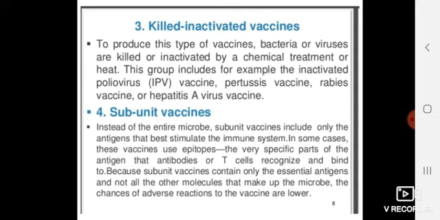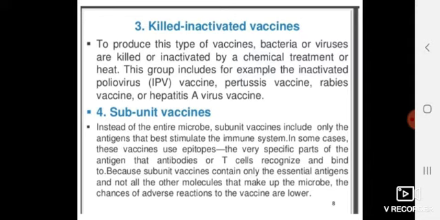Then another one, the killed or inactivated vaccine. This is a dead vaccine, inactivated by chemical treatment or heat. Simple, no? The bacteria or virus is killed or inactivated. How is it killed or inactivated? By chemical treatment or heat. Examples: hepatitis A, rabies vaccine, pertussis vaccine, polio, etc.